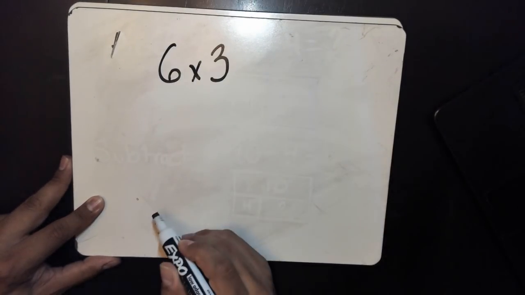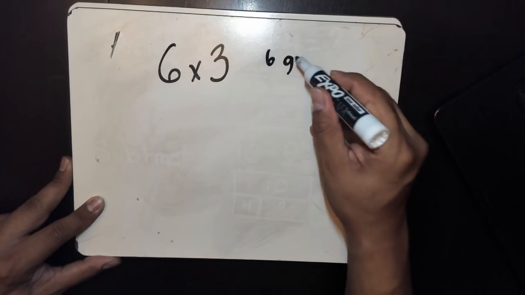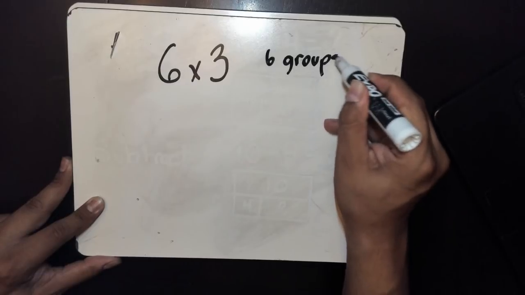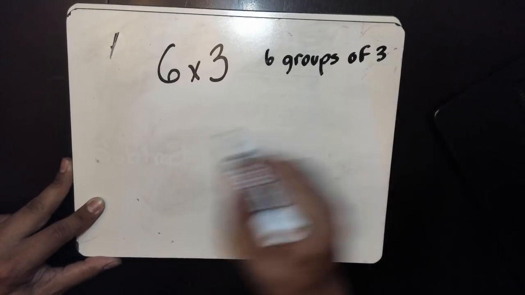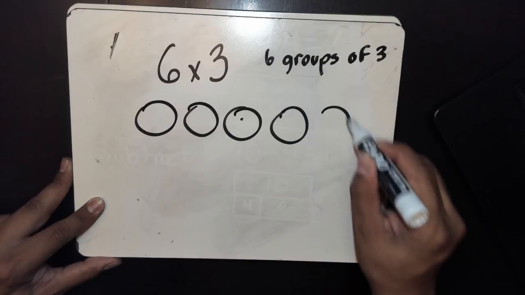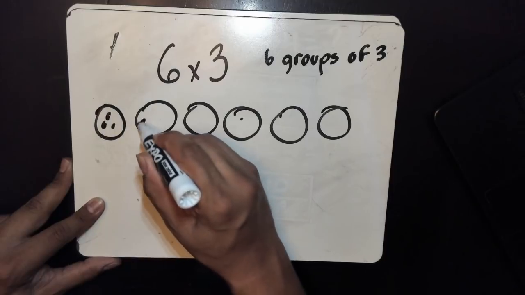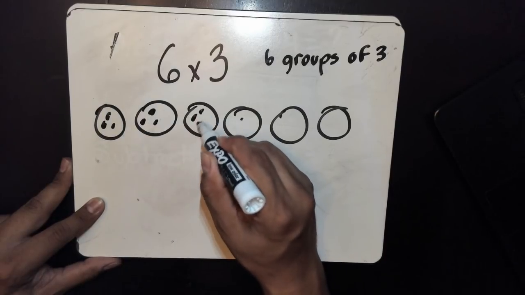So here's the second example. 6 times 3. 6 groups of 3. 1, 2, 3, 4, 5, and 6. And there's 3.